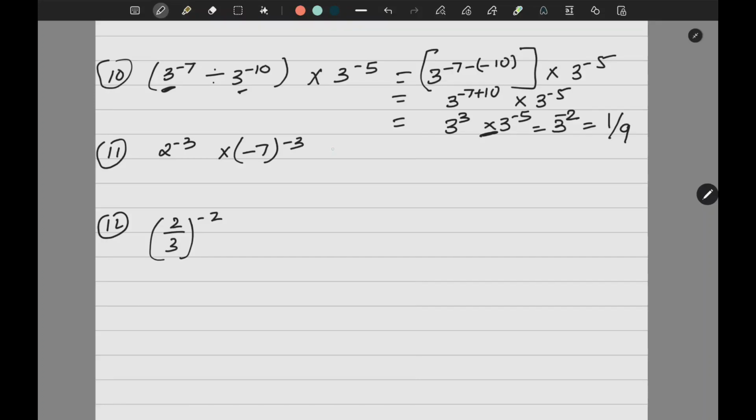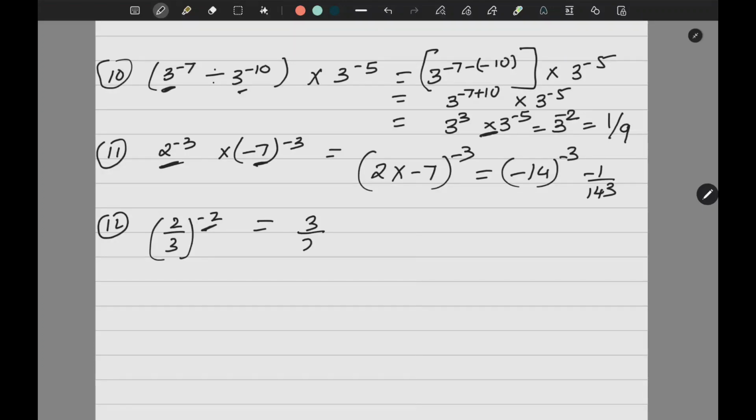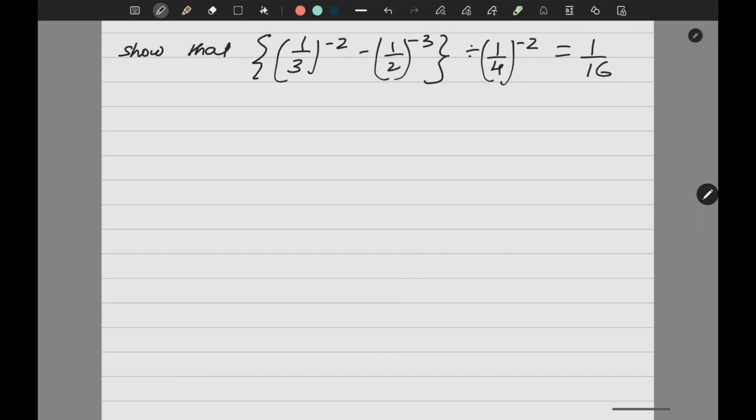Okay. Now look at this one. See, base is different but power is same. So what is the method I have told you for that? 2 into minus 7; different bases you write in a bracket with the same power. So minus 14 to the power minus 3. It is an odd power, so minus will remain. So minus 1 upon 14 to the power 3 is the answer. Simple. Now this is a negative power, so it will become 3 by 2 to the power 2, so this will become 9 by 4. Done. Let's go to the next set.